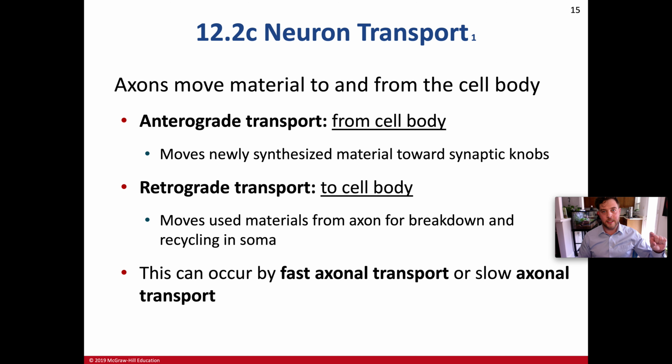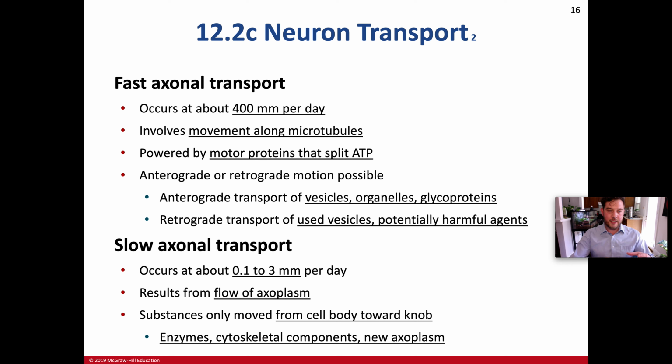This can occur by fast or slow axonal transport. What is that? Well, fast axonal transport occurs at about 400 millimeters per day, which doesn't sound like a lot, but think about neurons. That's a pretty good distance. It involves movement along microtubules, part of that cytoskeleton structure. These kind of act like tracks, like paths for things to move down. It's powered by motor proteins that split ATP.